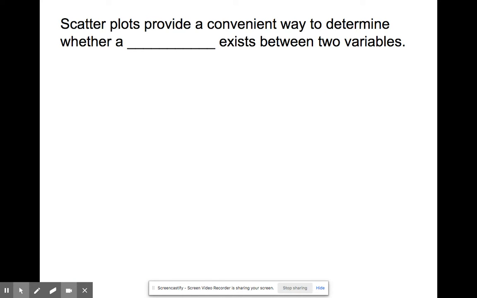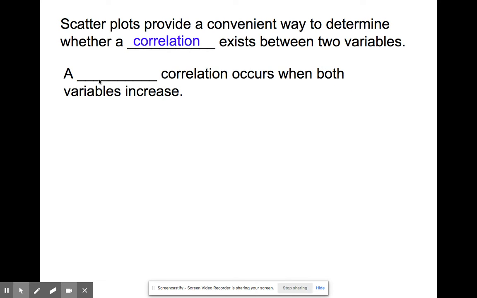Again, these are also in your notes. So scatter plots provide a convenient way to determine whether a correlation exists between two variables. So is there a connection between the year and number of tornadoes, right? Is there a connection between your height and how old you get, okay? Is there a connection between the number of wrinkles you get as you get older, right? Of course, those are all going to have correlations.